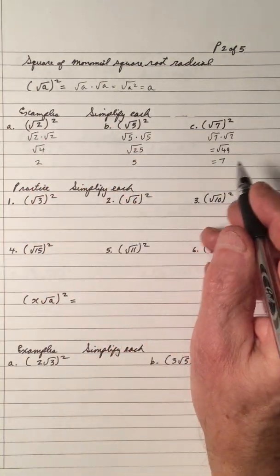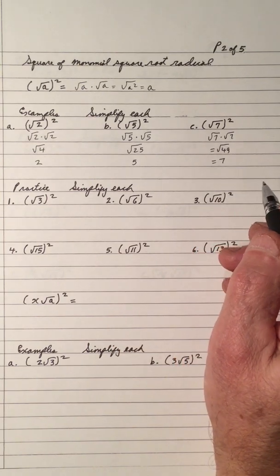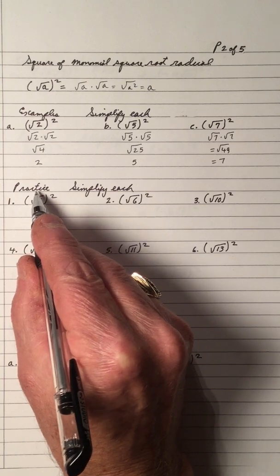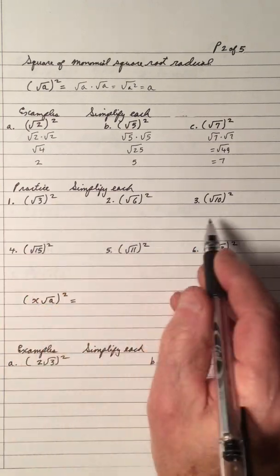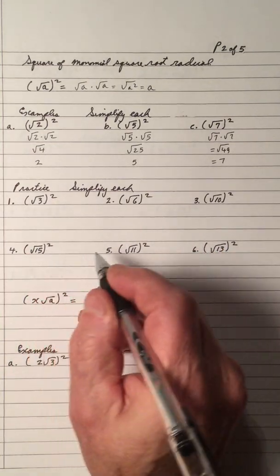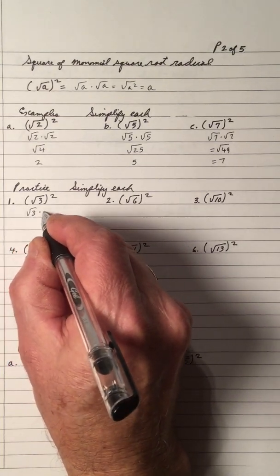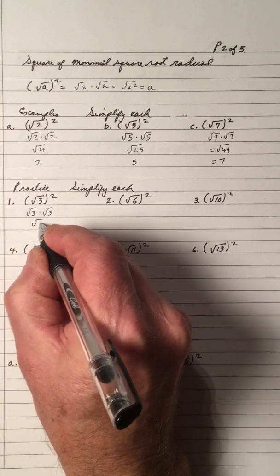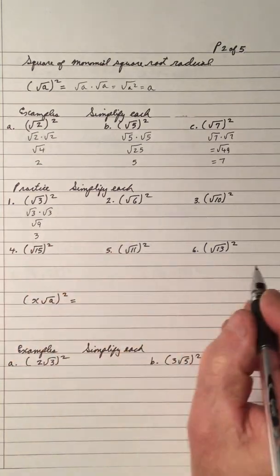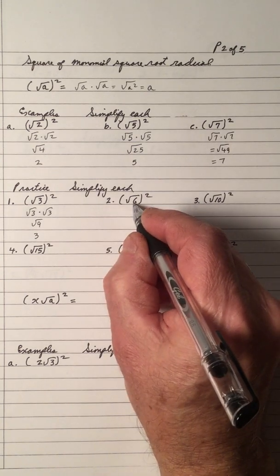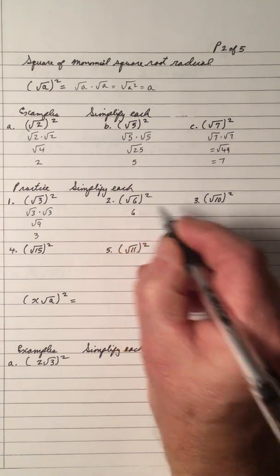Practice. If you know that pattern, then you don't have to write it out, but just to keep it going. Practice means pause the video, work out the answers, and press play again to see if you're right. So root 3 squared is root 3 times root 3, which is root 9, which gives you 3. Now, if you know the pattern and you have it memorized, the root of 6 squared is a 6.